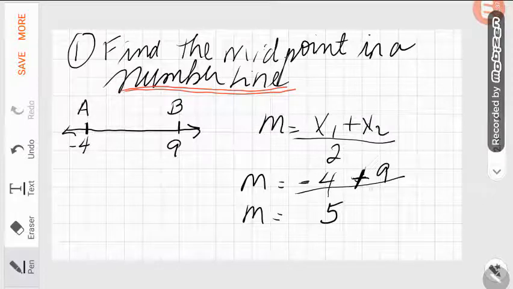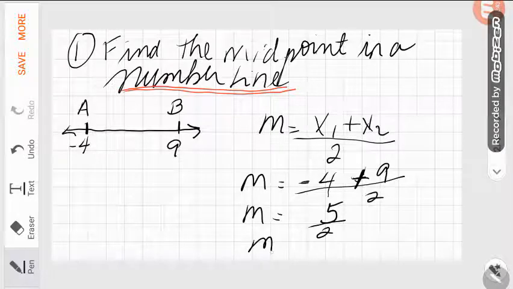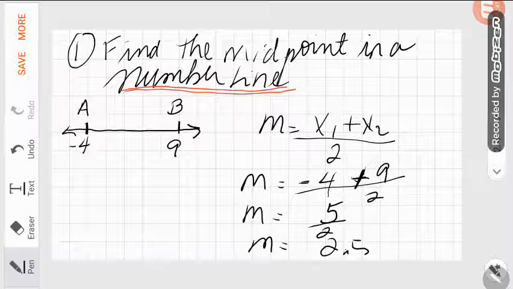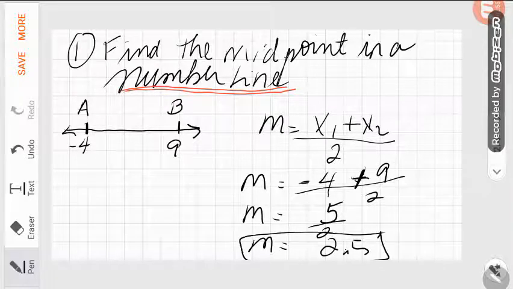Okay? Remember that all this is divided by 2. So now 5 will be divided by 2. And that way we will have that the midpoint is 2.5. So that will represent the midpoint of this, that would be found somewhere around here. Okay, and that will be given by the coordinate, by the point 2.5.